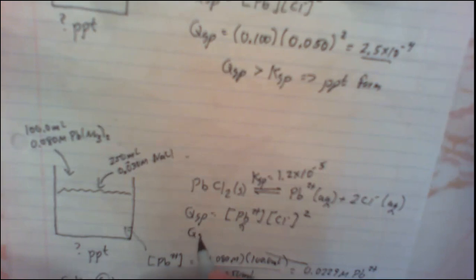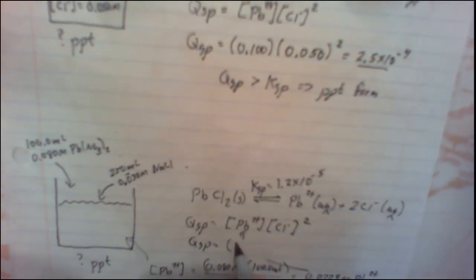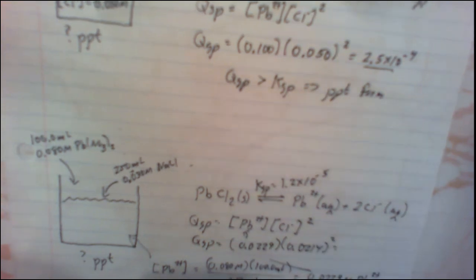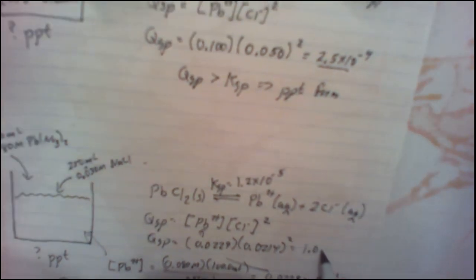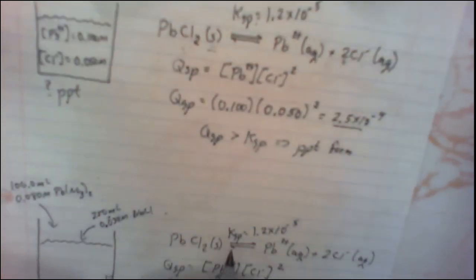So if we then calculate our QSP, now that we know what the concentrations of lead and chloride are in my solution, concentration of lead is 0.0229 molar, concentration of chloride is 0.0214 molar squared, and that product is 0.0229 times 0.0214 squared, or about 1.05 times 10 to the minus 5. So that's my QSP.